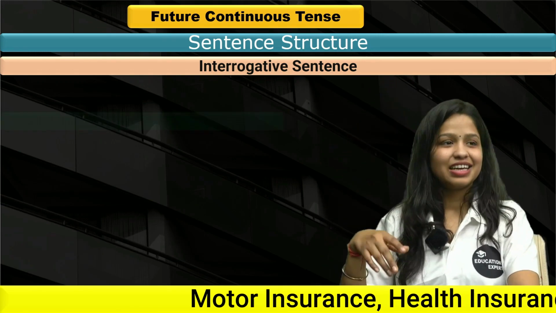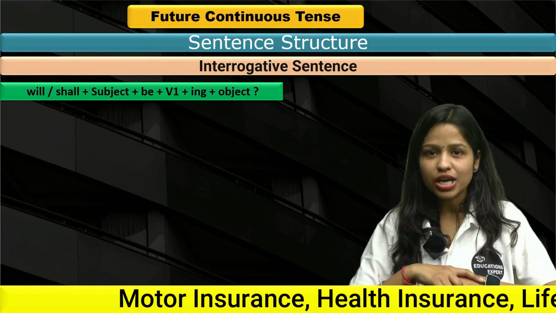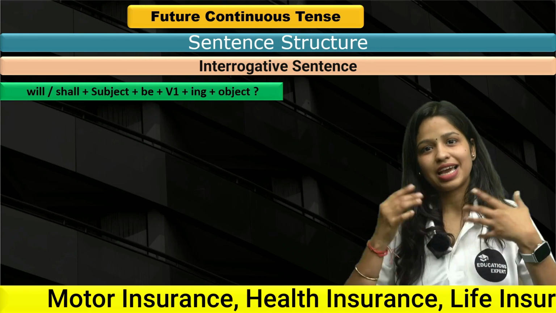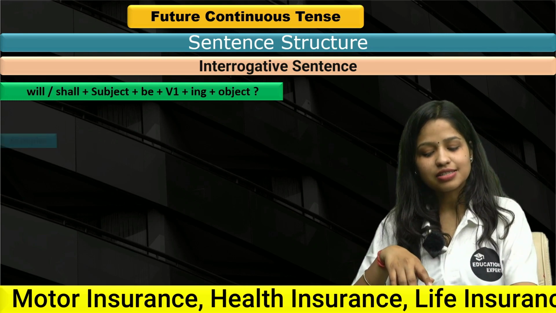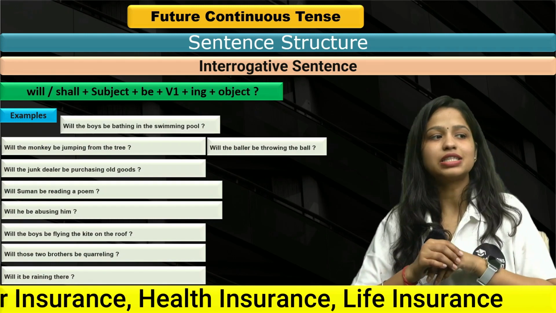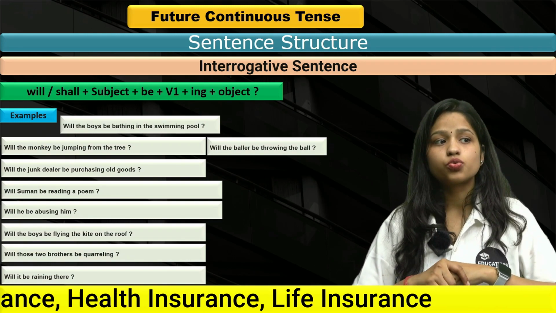Drop it out. So here is the structure: Will/Shall plus subject plus be plus V1-ing plus object and a question mark. This is the structure, and these are the examples. Let's quickly read them out. Will the boys be bathing in the swimming pool?